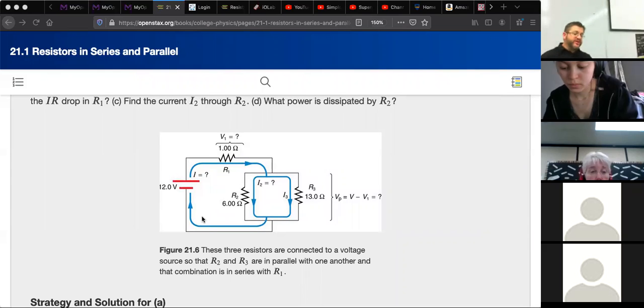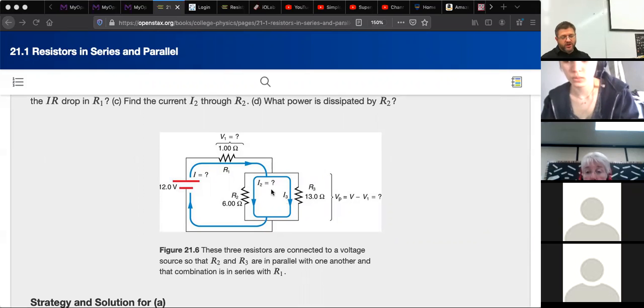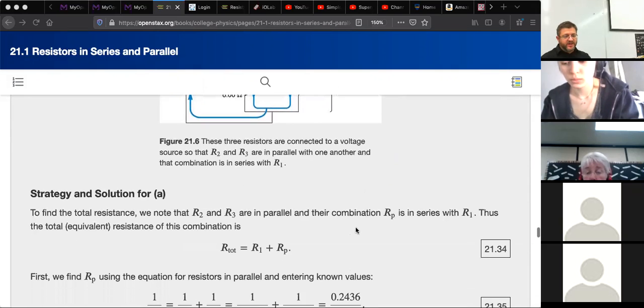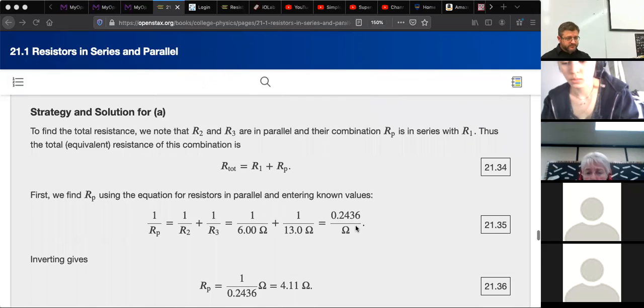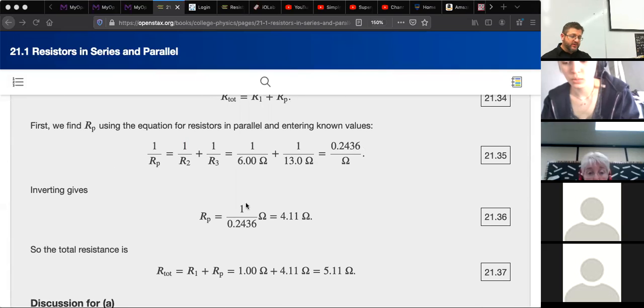So we'll start off with our diagram here, and we have everything labeled that we know. We'll start off with these 2 resistors that are in parallel to each other, which means you take 1 over R total equals 1 over R2 plus 1 over R3, or 1 over 6 plus 1 over 13. And that's what this is right here. So 1 over 6 plus 1 over 13 equals 0.2436. Then we take 1 over that to get RP. So RP equals 1 over 0.24, which is 4.11.